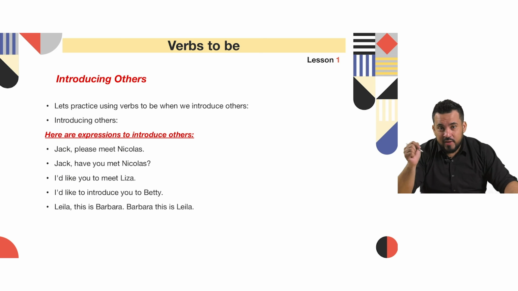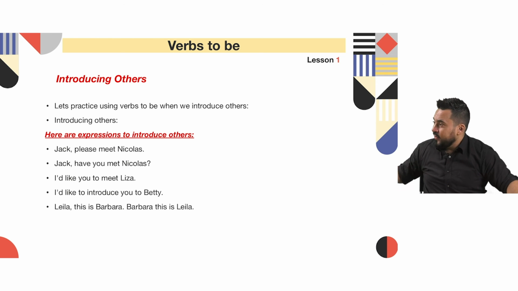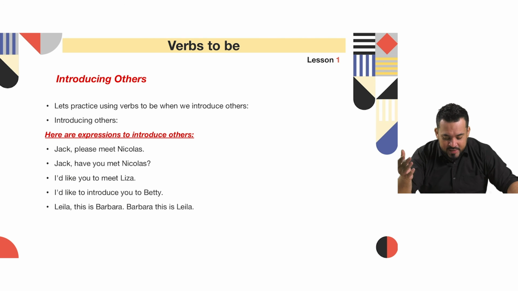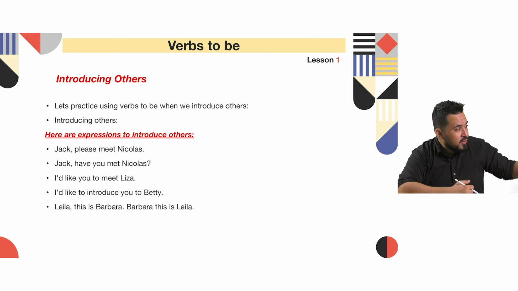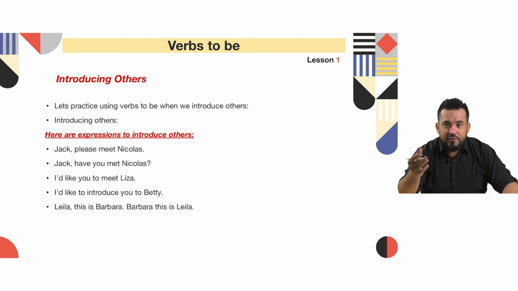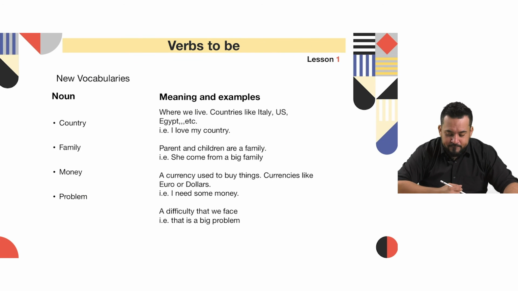You can also say, I'd like to introduce you to Betty. Or we can say, Leela, this is Barbara. Barbara, this is Leela. There are different ways. All are correct. Okay.